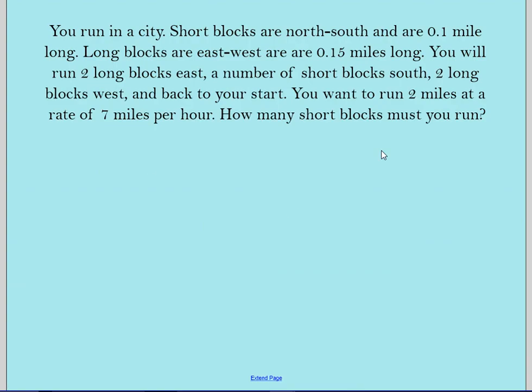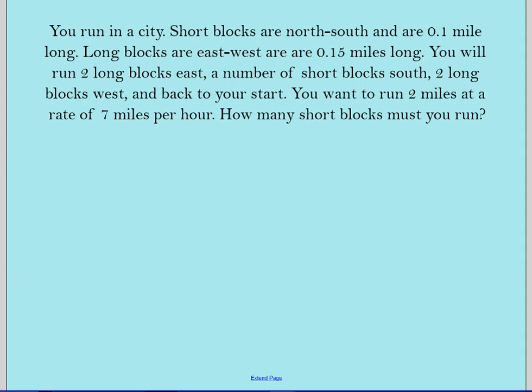The word problem's kind of long, so let's just go through it. It says you run in a city. Short blocks are north-south and are 0.1 or 1/10 of a mile long. Long blocks are east-west, and they are 0.15 miles long. You will run 2 long blocks east.